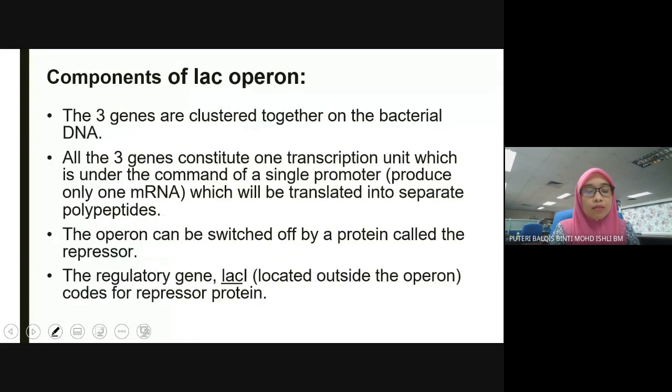Okay, so I'm going to explain about the components. No, I already explained about the components of the Lac Operon. The way I wrote it is wrong. I should have underlined Lac, because the way of writing it must be correct. Lac stands for lactose.